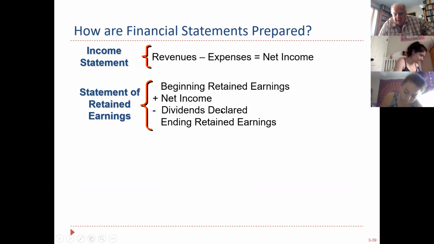And if they declared dividends, that will reduce your equity because they've given away part of the company. And that will give you your retained earnings. Beginning, income, dividend, ending: BIDE. You can bide your time. You ever hear that expression? Bide your time, B-I-D-E. Beginning retained earnings, plus income, minus dividend, ending.